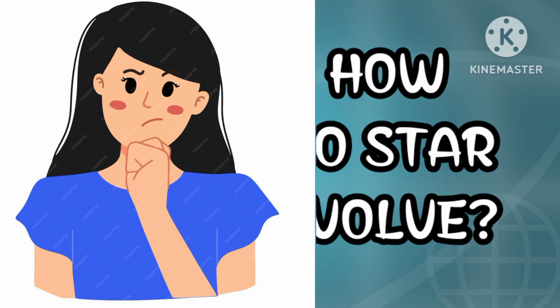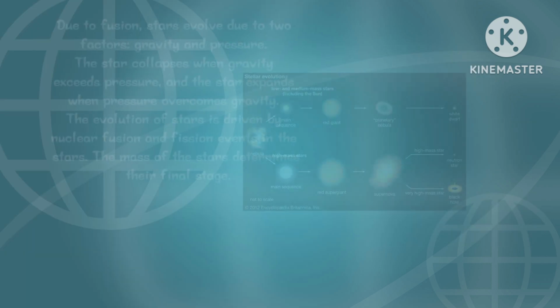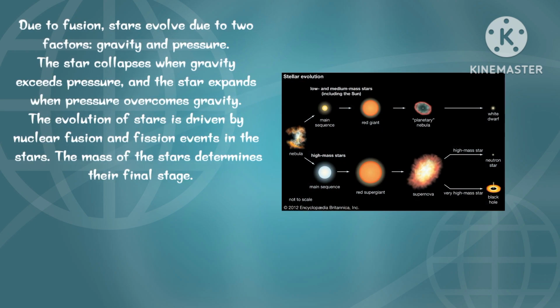How do stars evolve? Due to fusion, stars evolve due to two factors, gravity and pressure. The star collapses when gravity exceeds pressure, and the star expands when pressure overcomes gravity. The evolution of a star is driven by nuclear fusion and fission events in the star. The mass of the star determines its final stage.